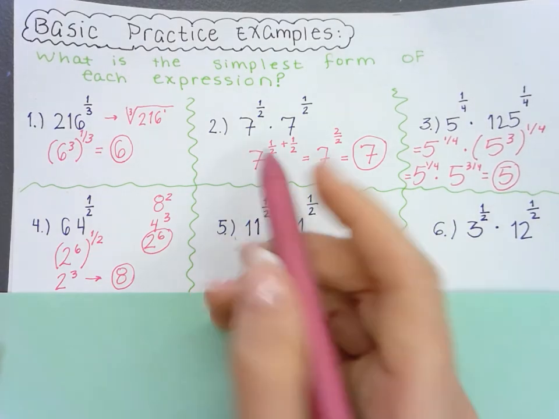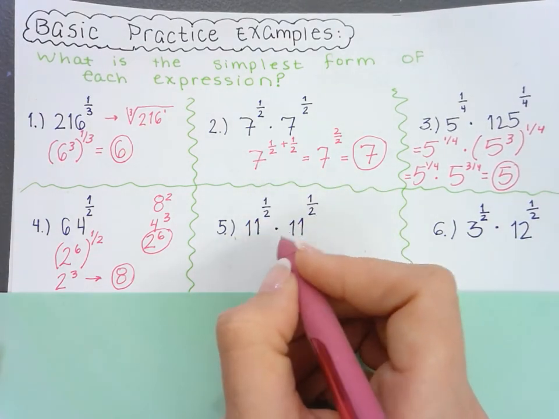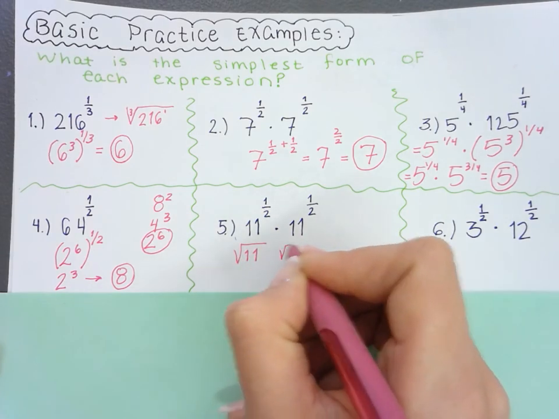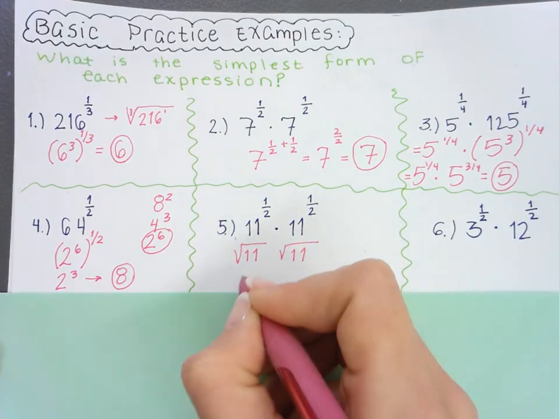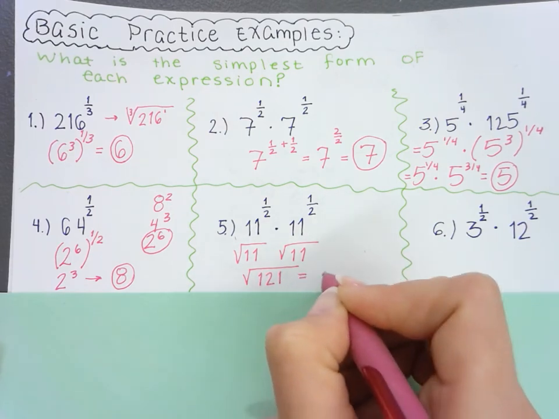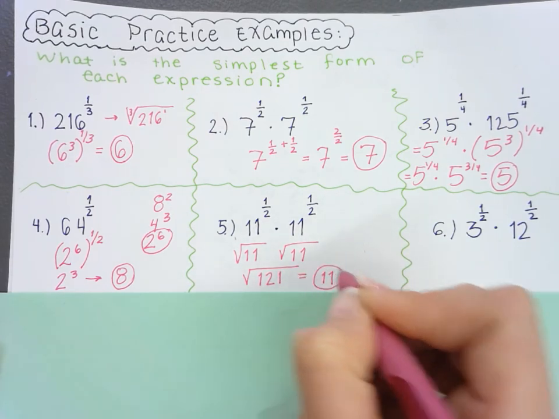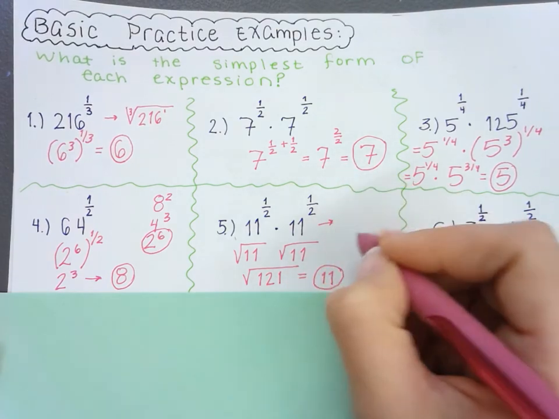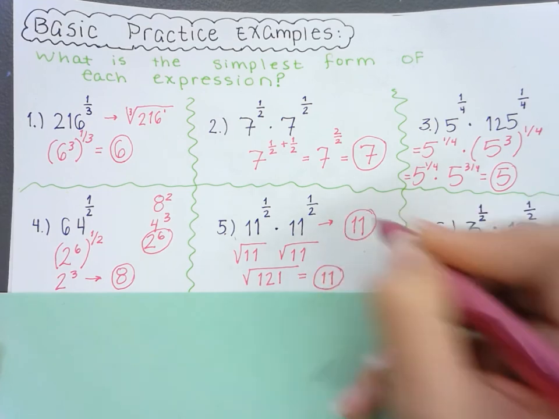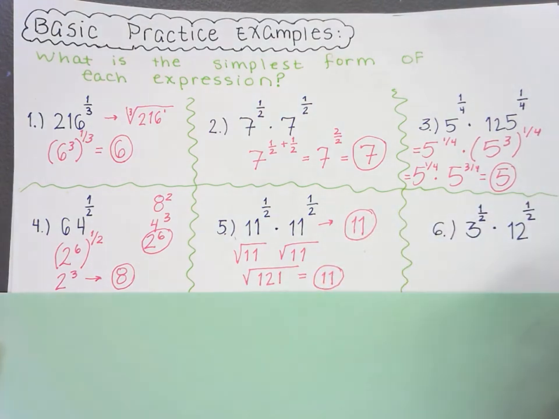Number 5 is just like number 7. Now what if I did this a different way? Could you change these both to the square root of 11 times the square root of 11? Sure. They're both square roots. It's really the square root of 121, and then that equals 11. Or you do what we did earlier: 11 to the 1/2 plus 1/2, 1, done. Either way, the answer is 11.